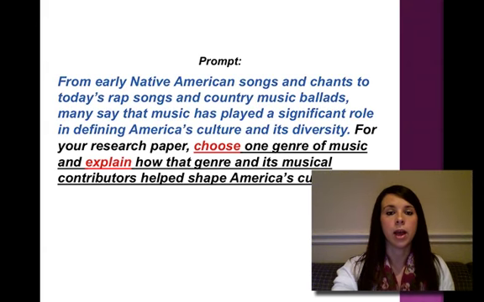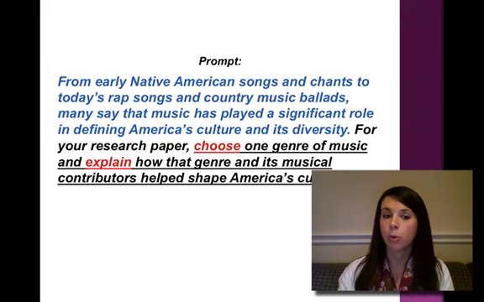Now realize we have all of this other information in blue up in front here. It doesn't mean that this is not important.